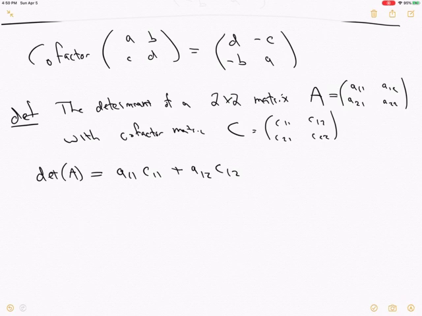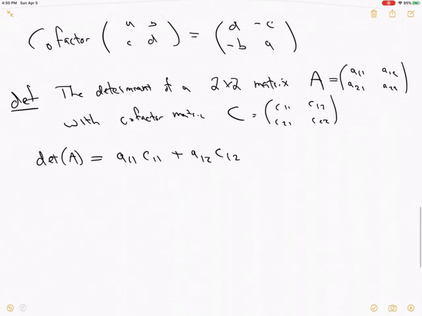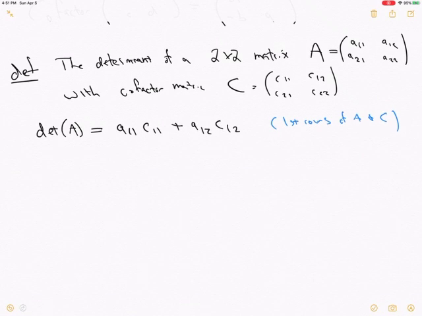So what did I do here? This is sort of like multiplying all the entries in the first row. You're doing the dot product of entries in the first row, so you're using the first rows of A and C. A11 is the first entry in the first row, and A12 is the second entry in the first row. So that's what it's equal to. But there are actually 4 different formulas that will give us the same number, so I'm just going to write them all out here.